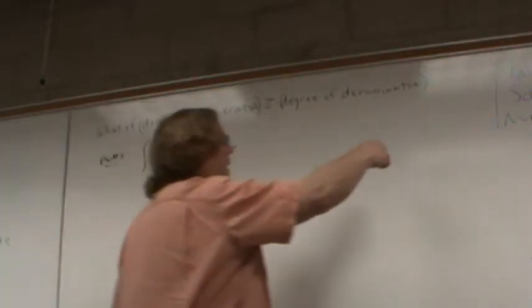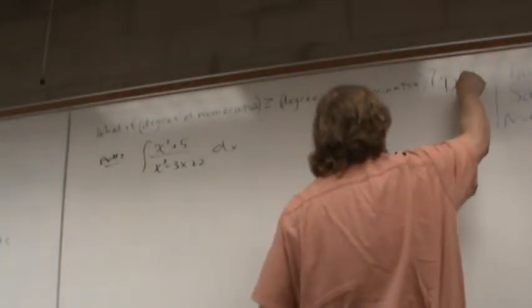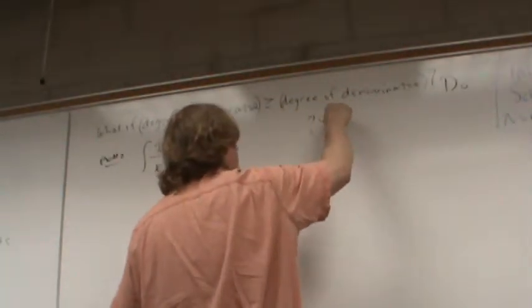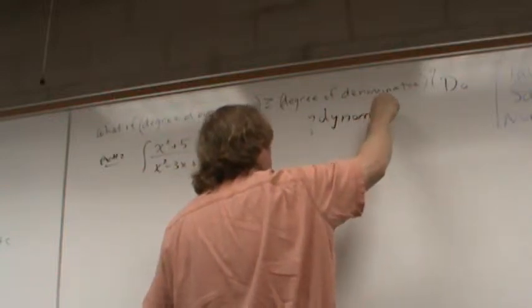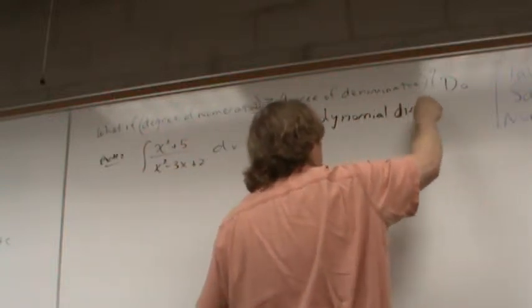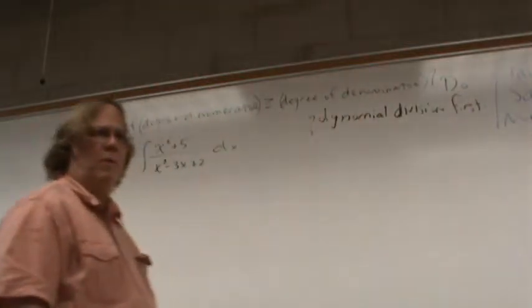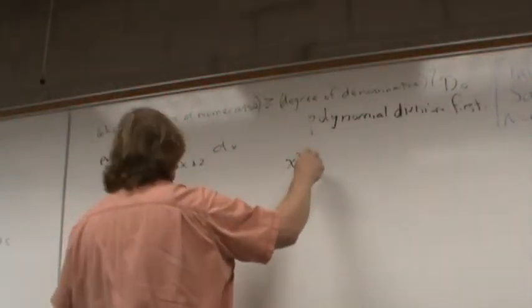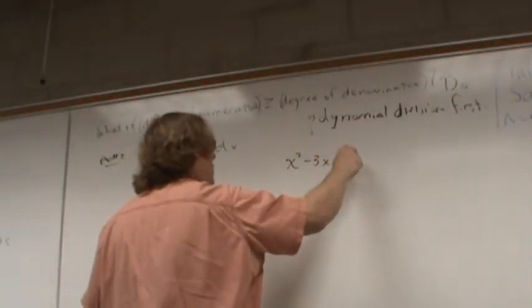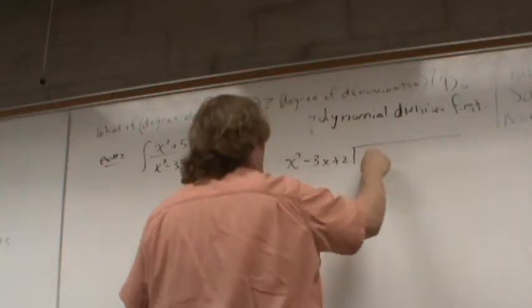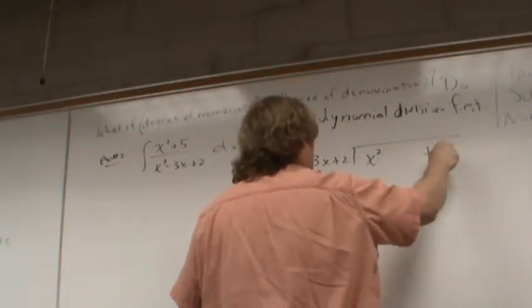So here's the process you want to do. What if blah, blah, blah, like this? The answer is do polynomial division first, which means I have to actually do x squared minus 3x plus 2 divided into x squared plus 5.